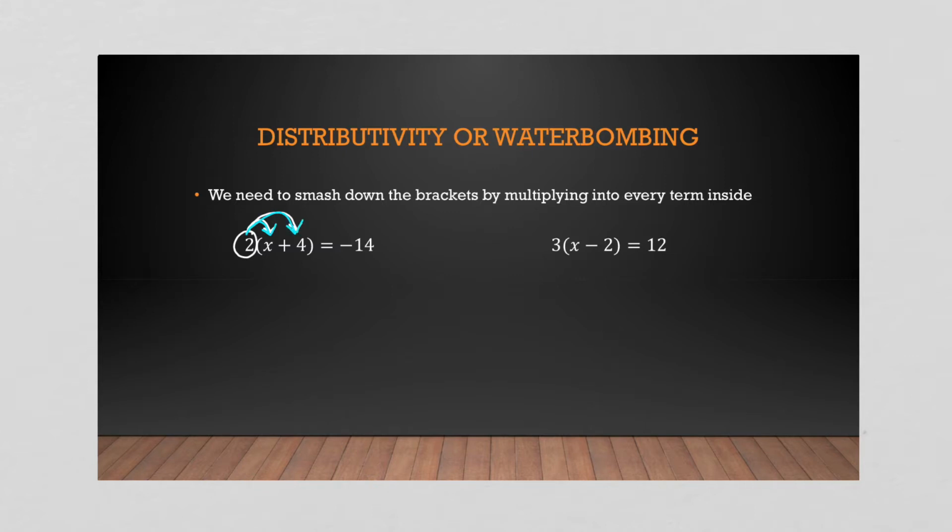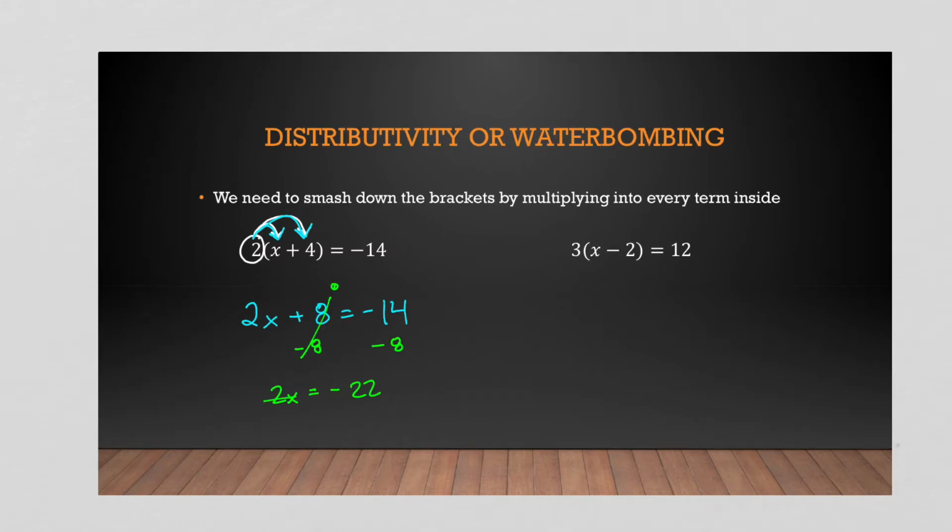So what you get here is, okay, now 2 times x is 2x, and 2 times 4 is 8. So boom. And now we're at a two-step question that we've done before. So now it's minus 8, minus 8, that's 0. 2x equals negative 22, and then we divide by 2 and divide by 2. X equals negative 11. So the new step is just the water bombing.